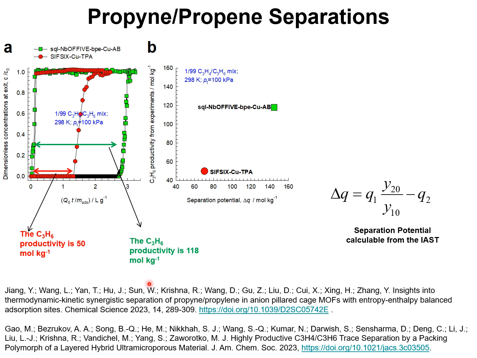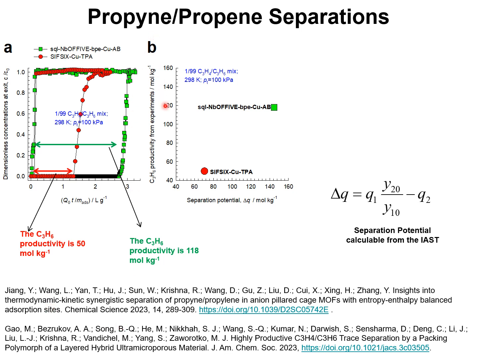The productivity can be determined from the breakthrough experiments, and it's determined to be 118 moles per kilogram, the highest value recorded for 1/99 propane-propene mixtures. This value is more than factor 2 higher than the productivity of propene that is achievable from SIFSIX copper TPA, which is 50 moles per kilogram.